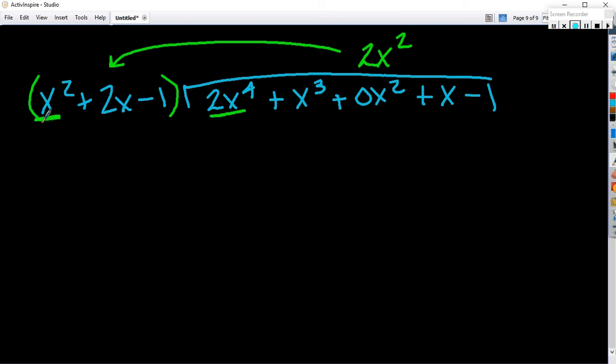Okay? So, 2x squared times x squared is what? 2x to the 4th. Keep it in the right column. 2x squared now times 2x is 4x to the what? 3rd. It's positive. I'm basically distributing that 2x squared through. And then 2x squared times negative 1. Is anybody confused? Exact same step we did, only now we have polynomials we're doing it to.